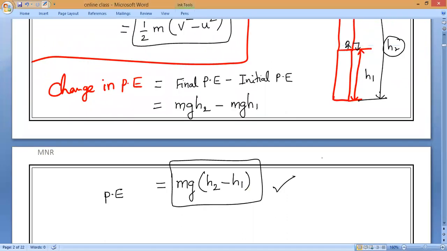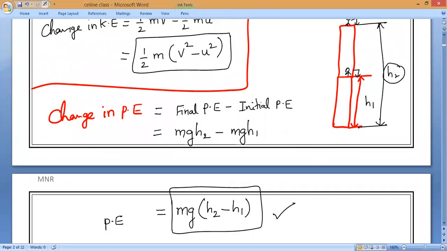Okay. So, please write. Change in potential energy is equal to final potential energy minus initial potential energy. So first of all, you should understand the potential energy formula: mass into acceleration due to gravity into height from the ground. That is the formula for potential energy. Now we are studying change in potential energy. So please make it clear, everybody.